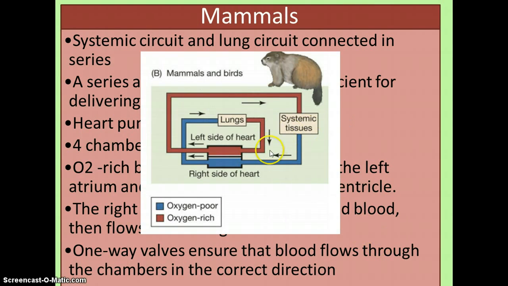And here's just another diagram of the mammal circulatory system, and you also notice that it says "and birds" up here. That's because mammals and birds have a very similar circulatory system, as we'll see soon.